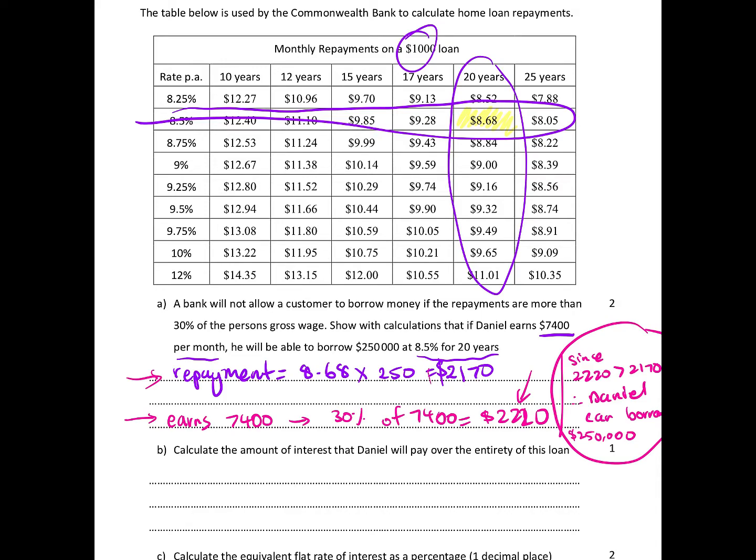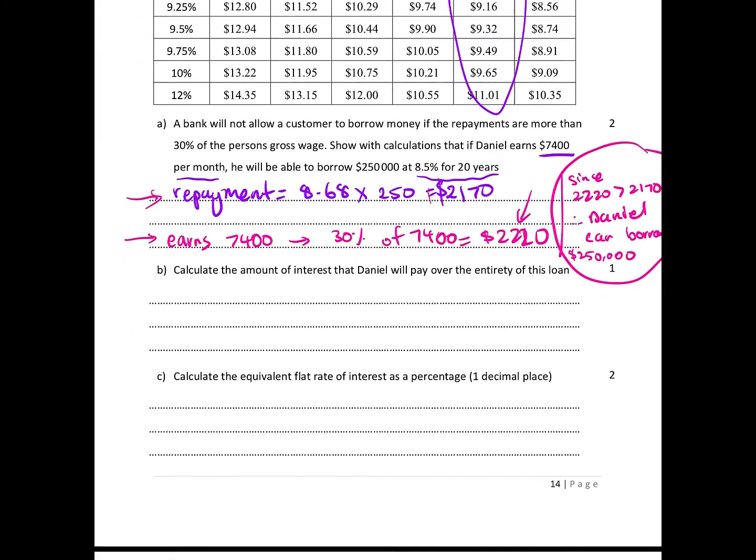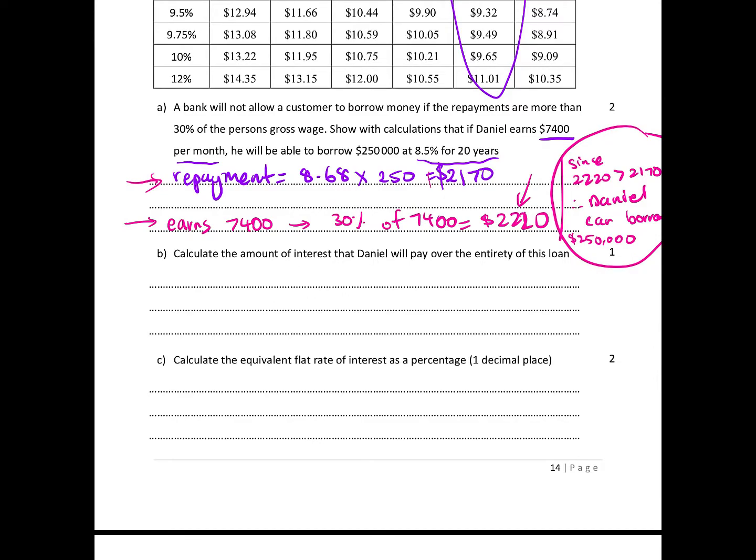Part B, calculate the amount of interest that Daniel will pay over the entirety of the loan. Well, I know he's going to pay back $2,170 a month. So he's going to pay this back every month over the year for 20 years.